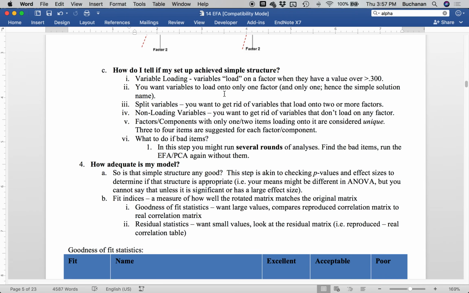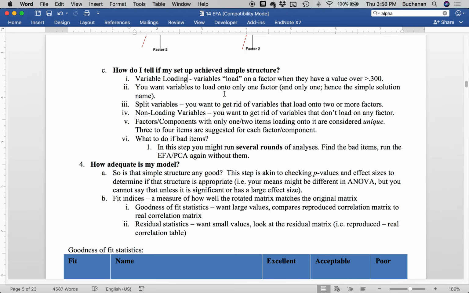But let's say you do end up with simple structure. Then you would want to test the adequacy of the model. Essentially, how good is your model? That's similar to checking a p-value or an effect size, but instead we're going to use fit indices. Broadly, fit indices fall into 2 categories. Goodness of fit statistics, where we want large values close to 1, that imply the reproduced and original correlation matrices match. Or residual statistics, where we want numbers that are very small because they measure how much the matrices mismatch.